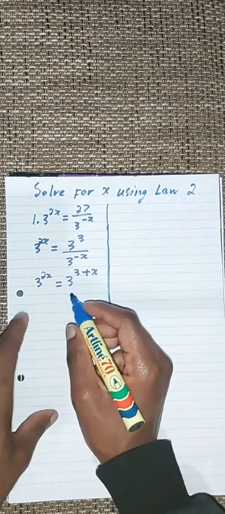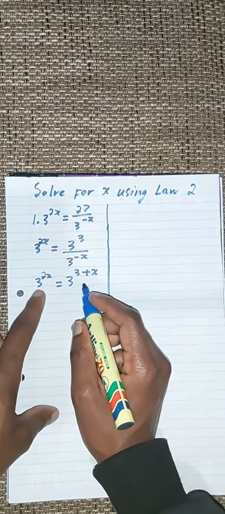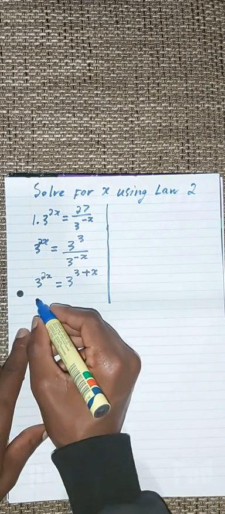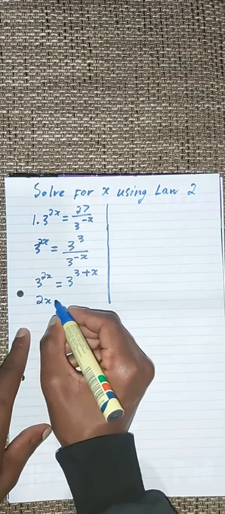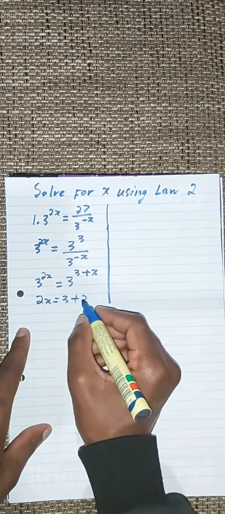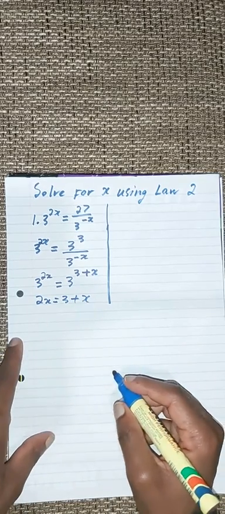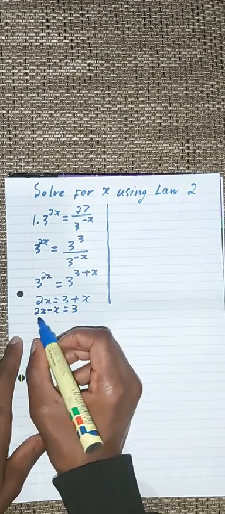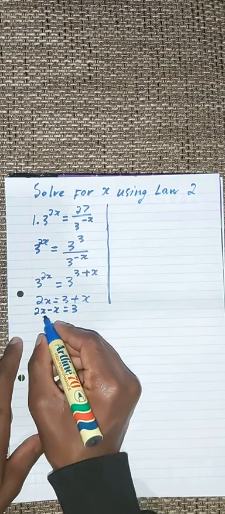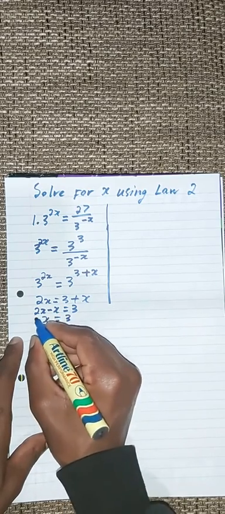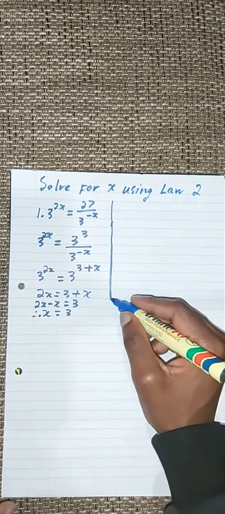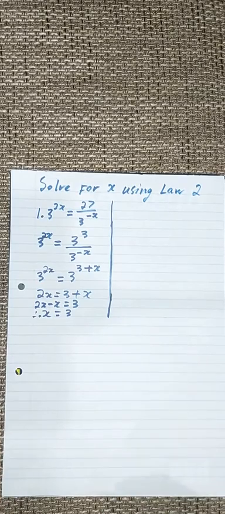Now that I have bases that are equal to each other on either side of my equation, it means I'll make my exponents equal to each other. So what I will have is 2x is equal to 3 plus x. Then this x I'll take to the side: 2x minus x is equal to 3. What is 2x minus x? It's x. So x is equal to 3. So therefore, that is what my x is in this case. All right, I've solved for x on that particular problem. Let's move on to the next one.